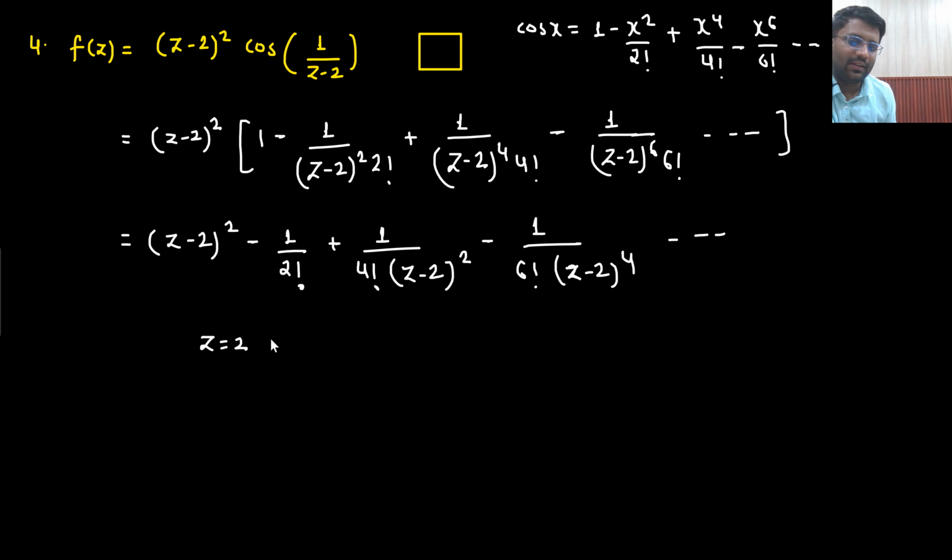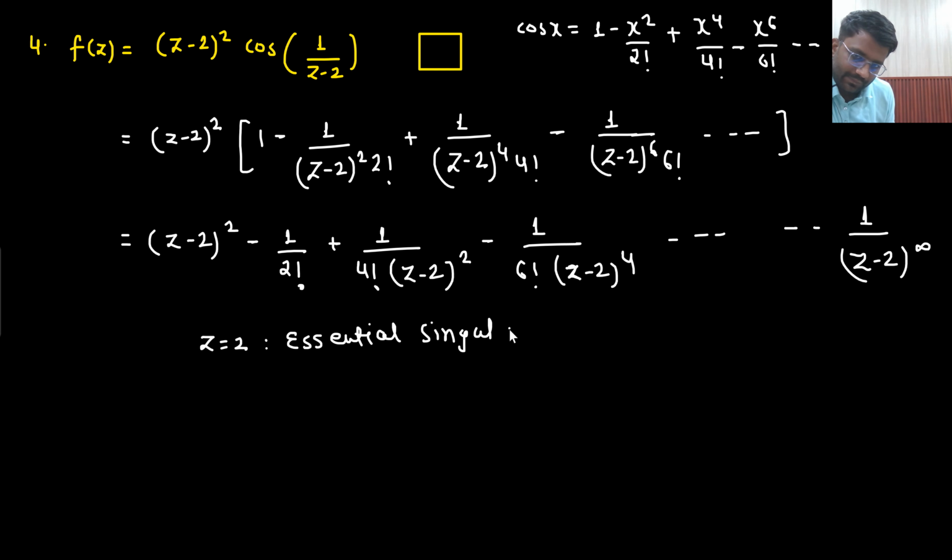And also I know one thing, sir: eventually 1 upon z minus 2 will give us infinite powers, because you can see the power is increasing only. 1 by (z-2)^2, (z-2)^4, eventually it will give you infinite powers. So z equals 2 is your essential singularity. And if it is my essential singularity, then what will be my answer? What will be the residue?